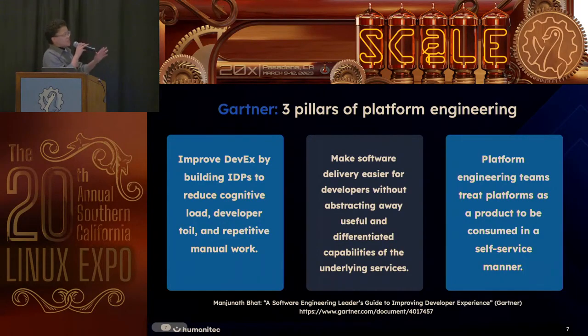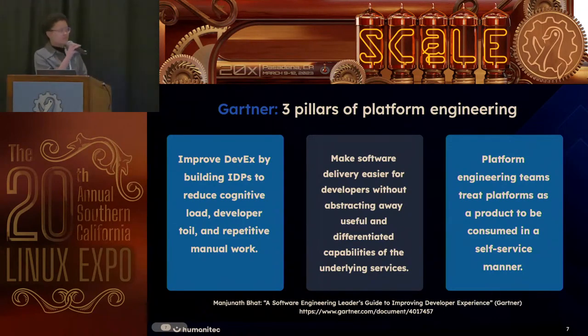Now, this pillar is really important because it centers developer experience as the core of platform engineering. We're building platforms to improve the developer experience.